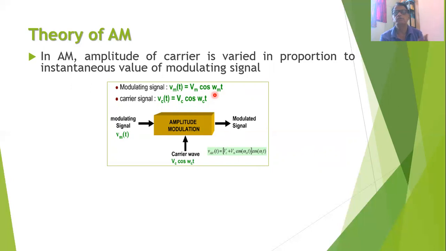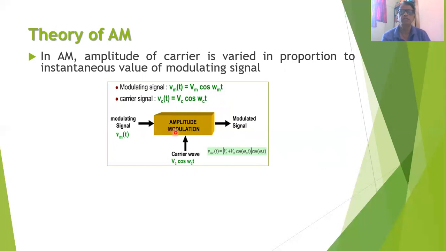So either we can use sine term or cos term. Here we have used the cos term to represent the signal. Omega m is the angular frequency and t is the time. Similarly, the angular frequency of the carrier signal is omega c and t is the time. So in these equations, we are making use of the cos term, but it is also possible that you can make use of sine terms.